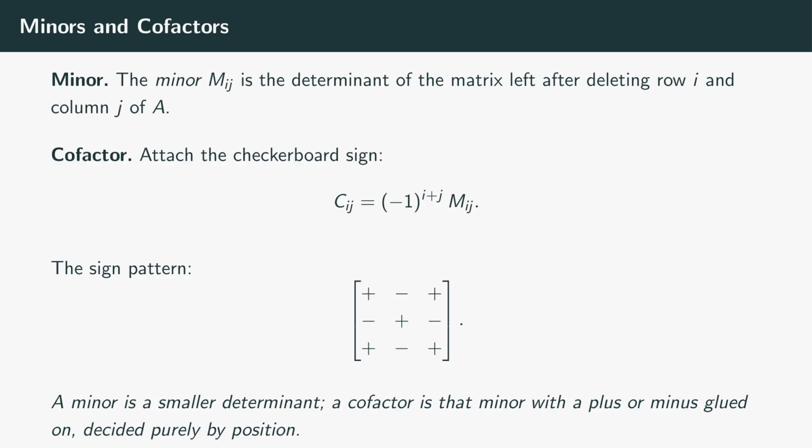A minor is just a smaller determinant. A cofactor is that minor with a plus or minus glued on, and which sign you get depends only on the position, never on the numbers.